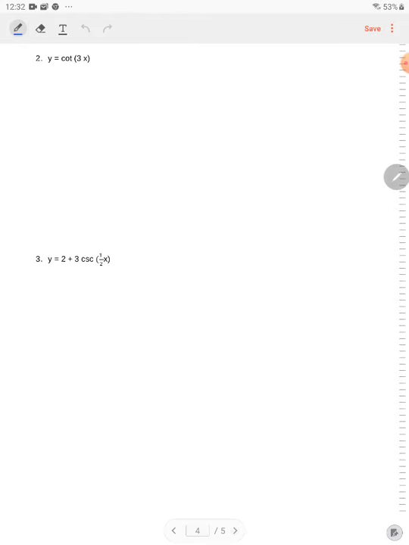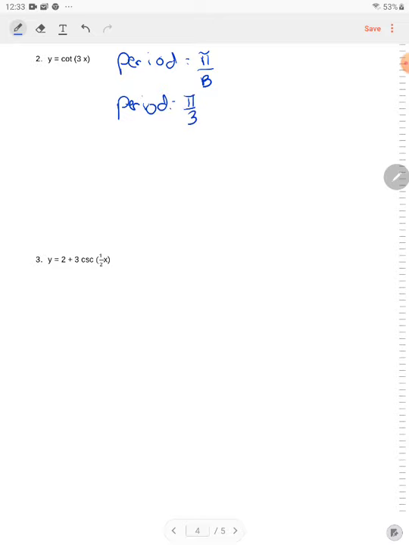Okay, y equals cotangent of 3x. Notice where the 3 is here. This time it's not going to stretch it. What it's going to do is it affects the period. So the period of cotangent is pi. So the period for this graph is pi divided by b. And in this case, our b value is 3. So the period is equal to pi over 3.